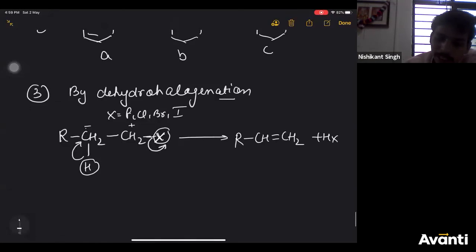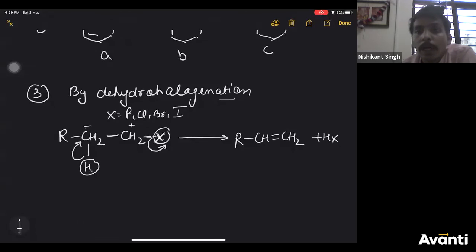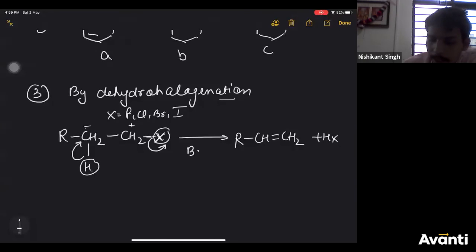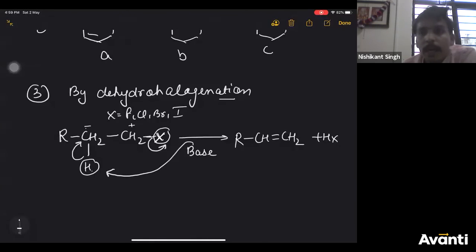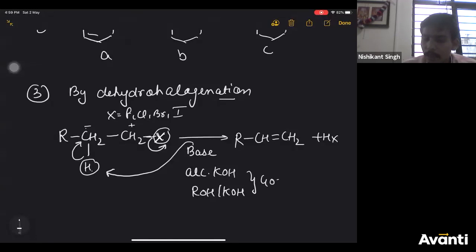But the question here is, H plus is released. These compounds are not acidic. So to lose H plus, you will add a base. The base will basically take this H plus and help in the release of H plus. What base do we use here? We use alcoholic KOH. That means ROH in the presence of KOH acts as a good base.